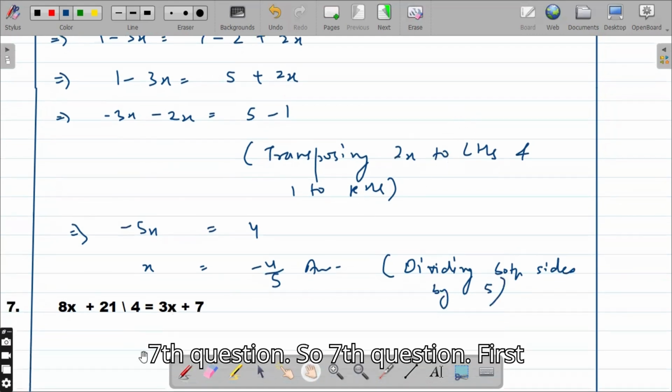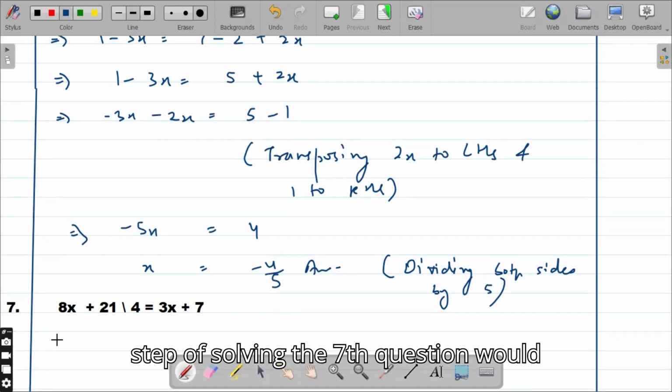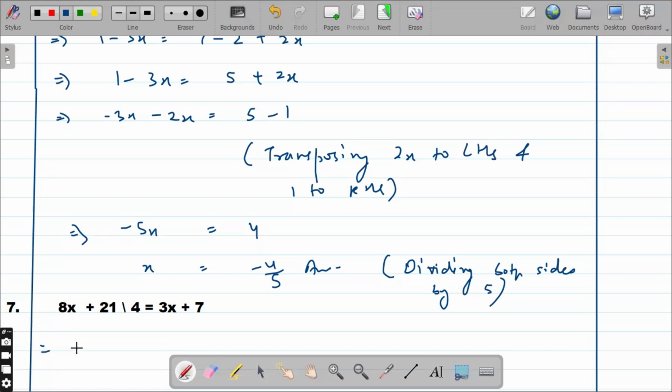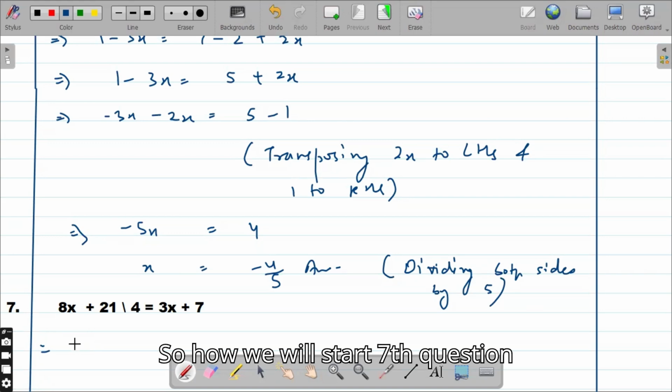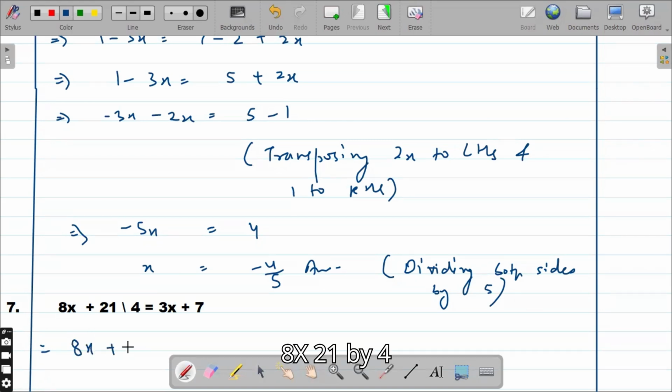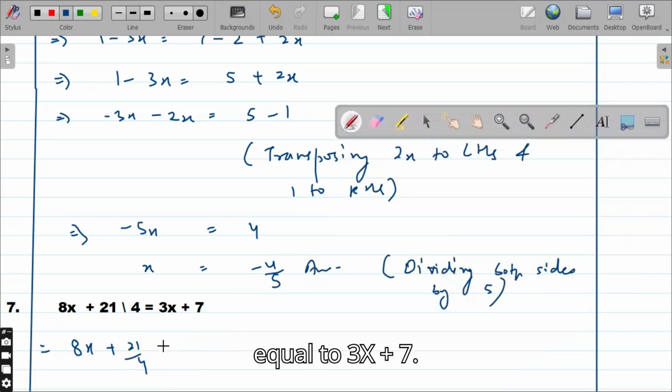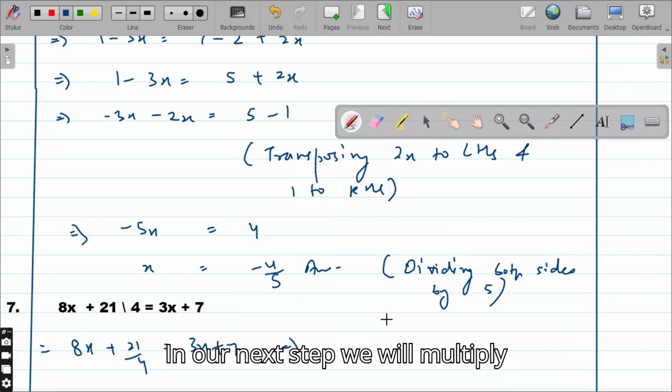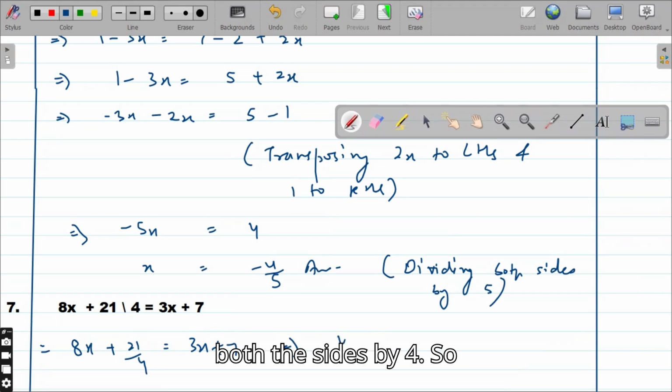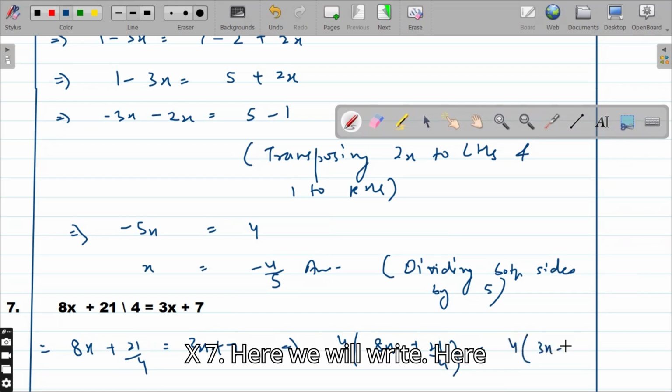Seventh question. First step of solving the seventh question would be... so how will we start the seventh question? 8x plus 21 by 4 equal to 3x plus 7. In our next step, we will multiply both the sides by 4. So 4 times 8x plus 21 by 4 equal to 4 times 3x plus 7.